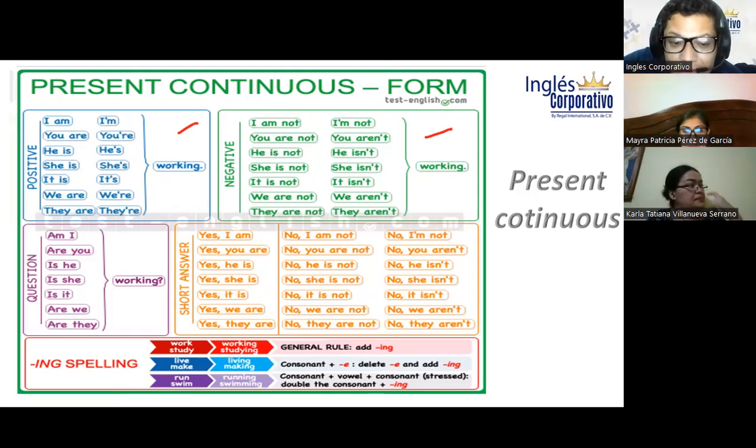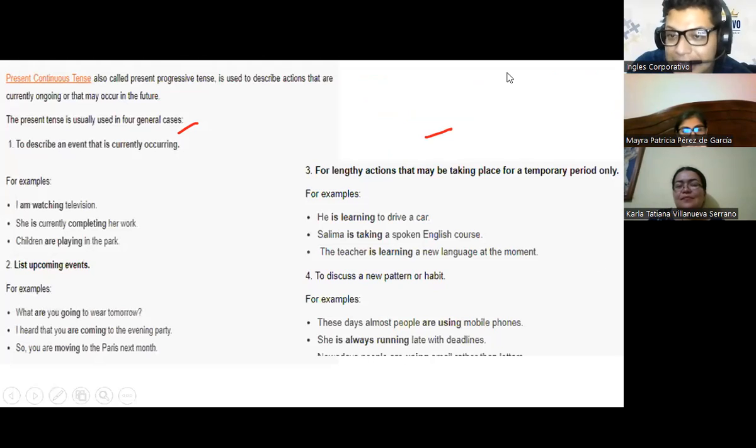For example, running, swimming, cutting, for example, cut, cutting. You can see that we had to add an extra consonant. This is like the most general part of the present continuous. And also I know that for you could be a backup or a review because you haven't studied this one previously, but it's important to have a short review about this activity. So let's see.